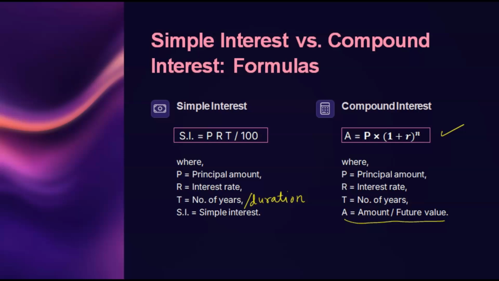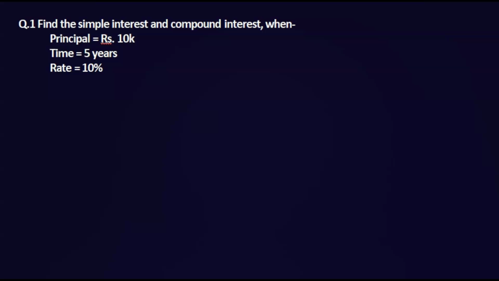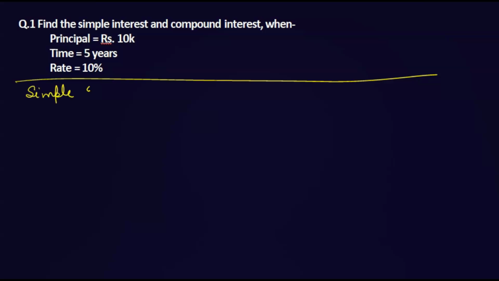Okay, so let's see it with the question. Here we have a question: find the simple interest and compound interest when principal, time and rate is given. So we have to find out simple interest as well as compound interest. Both things we have to find out.